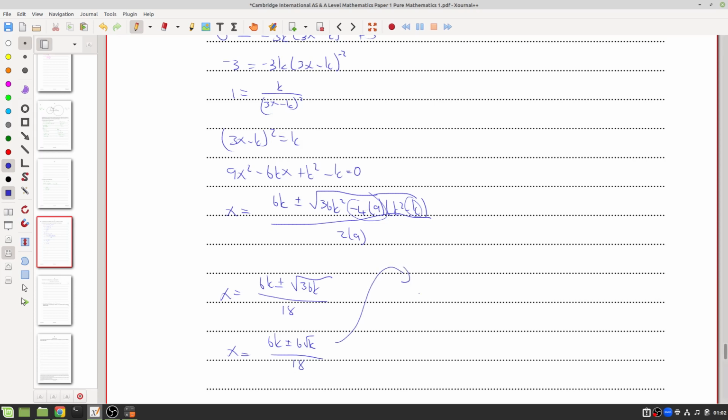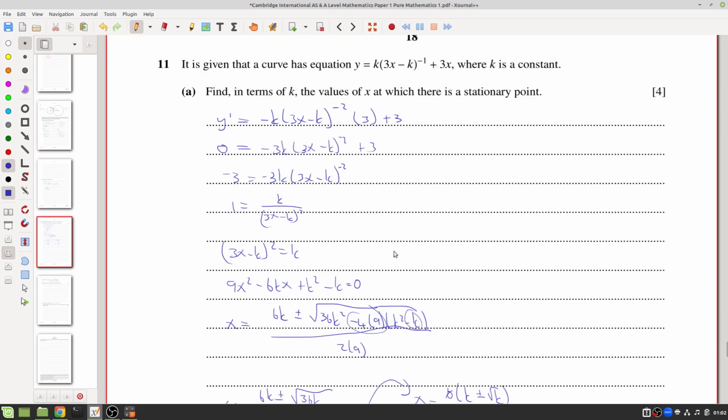Now we can go even a bit further. X equals, let's factor out of 6. So 6k plus or minus square root of k over 18. And lastly, we can do that, which leaves us with k plus or minus the square root of k over 3. And there is our answer for x in terms of k, where it has a stationary point.